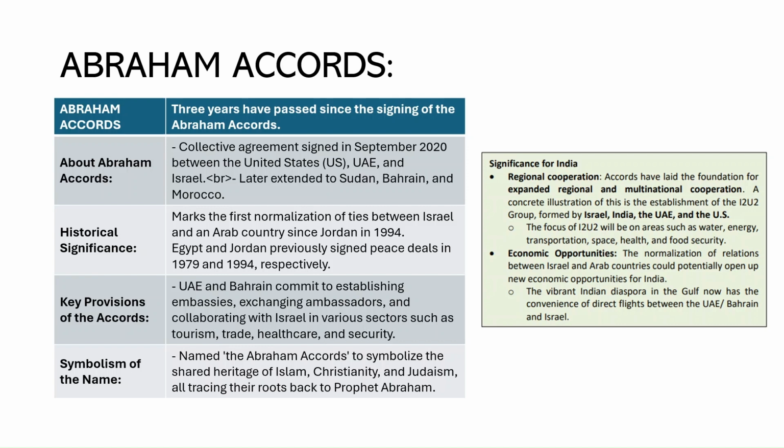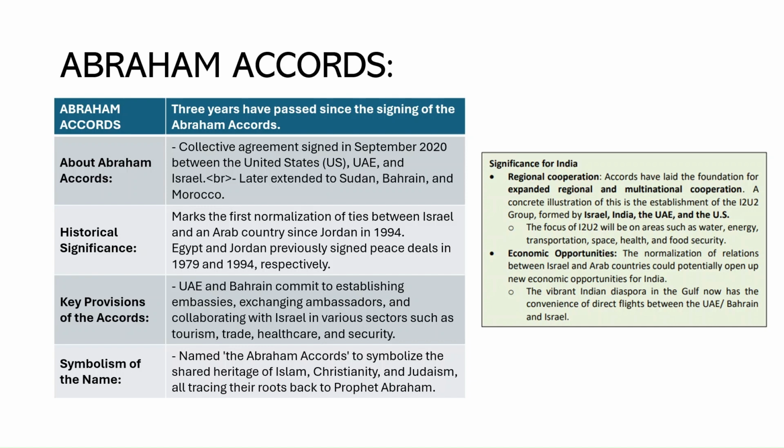Now let's delve into the key provisions of the Abraham Accord. The UAE and Bahrain committed to establish embassies, exchanging their ambassadors, and collaborating with Israel across various sectors, including tourism, trade, healthcare, and security. Also, the name of the accord symbolizes the shared heritage of Islam, Christianity, and Judaism, all of them tracing their roots back to the Prophet Abraham, right? It's a testament to the power of unity.